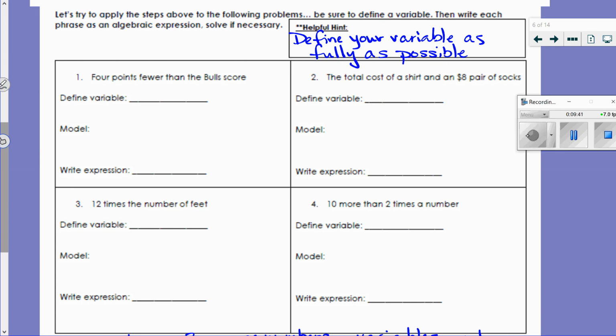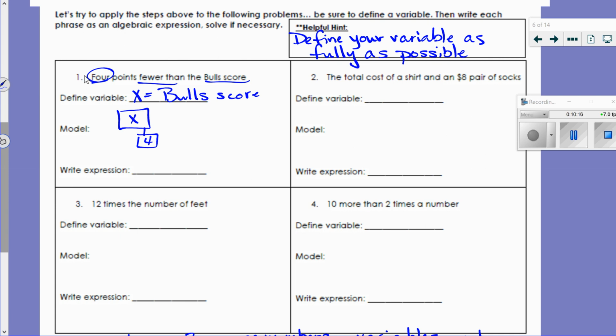Okay, so let's go through this. Hopefully you guys were able to finish most of them. Our first one, we have 4 points fewer than the bull score. So what is it I don't know in this situation? Good. So my variable, I'm going to use X, is the bull score. Now, I told you guys didn't have to have the models because I'm going to show them to you. This is a less than, that means it's subtracting. So my model is going to look like X, and I'm taking 4 away from it.